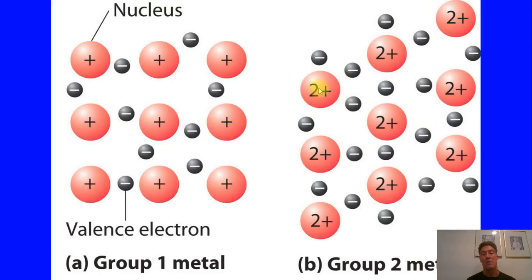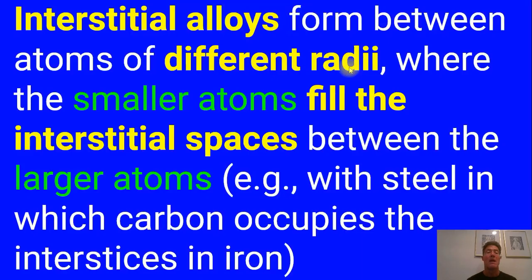And again, here's a group 1 metal with a +1 charge, if you will, because it has a -1 valence electron. Here's 2 negative charge valence electrons, so an effective +2 ion. And again, we consider this to be an ion. It's not really an ion, but we consider it to be like an ion surrounded by a delocalized cloud or sea of valence electrons. Now, what about alloys?